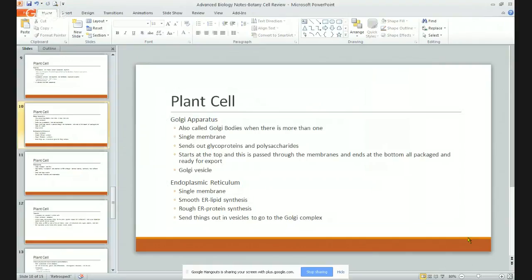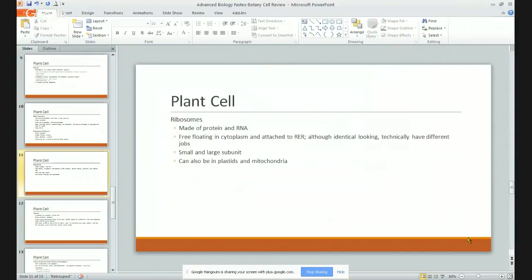Your next thing that you've got is ribosomes. These are very, very small structures in the cytoplasm. They can either be free floating in the cytoplasm, or they can be attached to your rough endoplasmic reticulum. It's important to note that even though they're both ribosomes and they look the exact same, they technically are going to have different jobs. They're going to be responsible for producing different types of proteins.